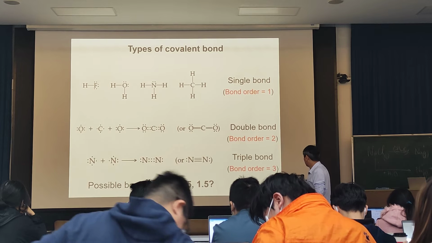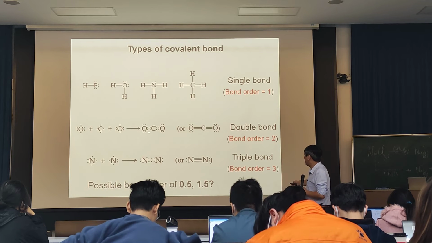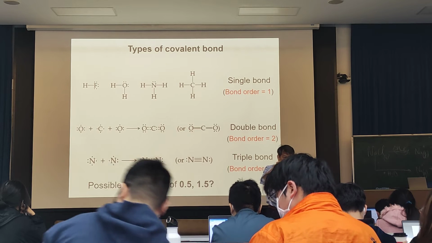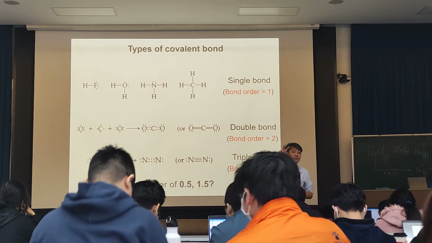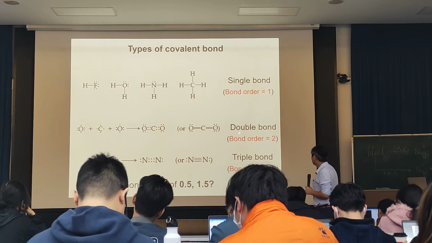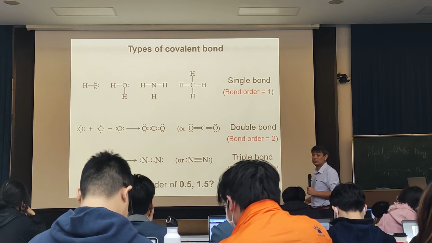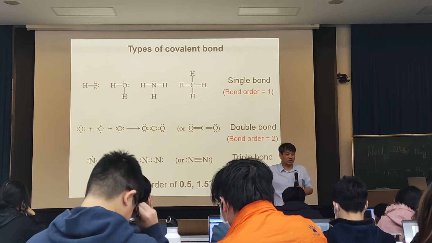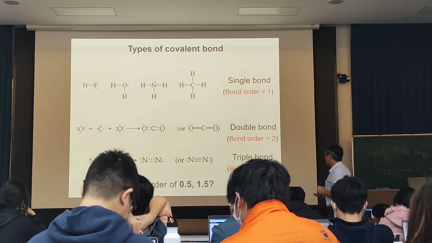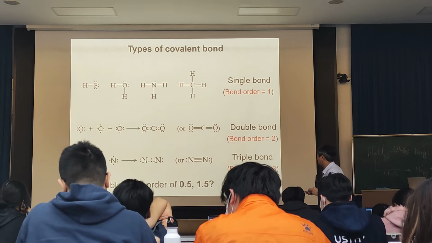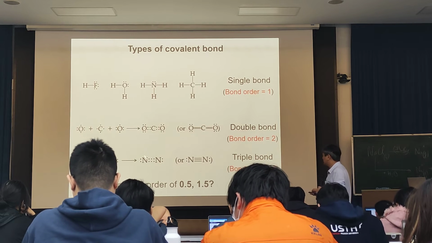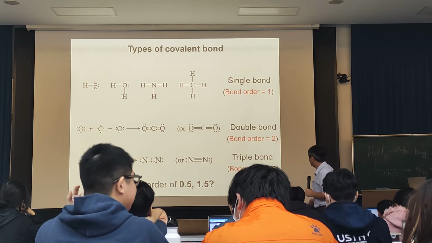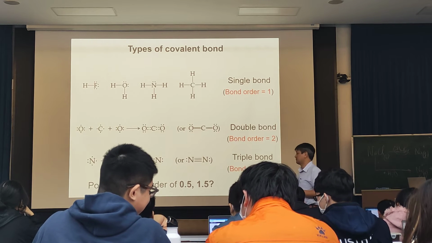If you share not 2 electrons but 4 electrons in between 2 atoms, so 2 electrons equal to 1 bond, so 4 electrons equal to 2 bonds. So in that case, we call it a double bond, and the bond order equals 2. So you take the number of electrons, you divide by 2, so you have the bond order. And you can have the system where 2 nitrogen atoms share not 2, not 4, but 6 electrons. So the bond order is 3, and you have a triple bond. Okay?